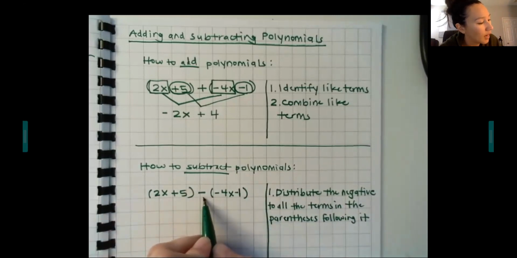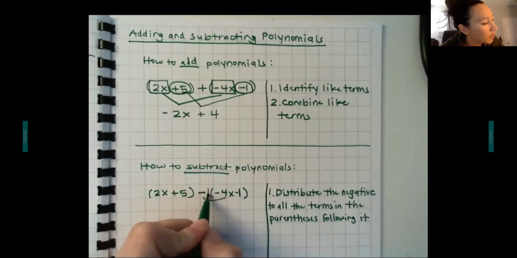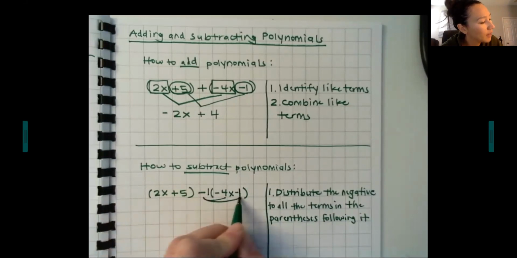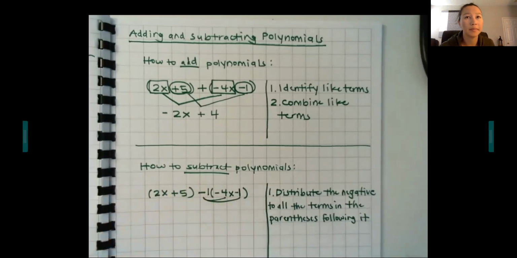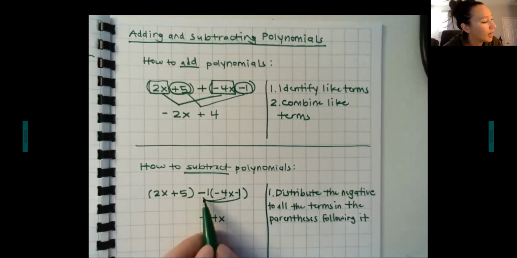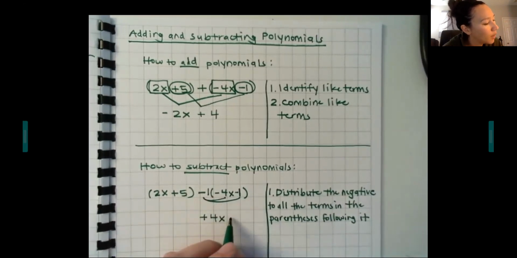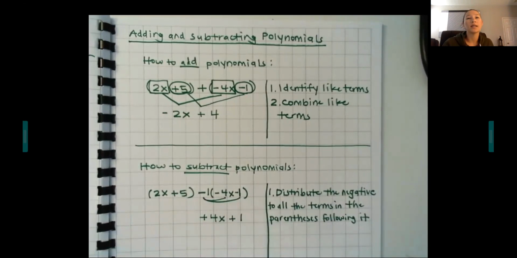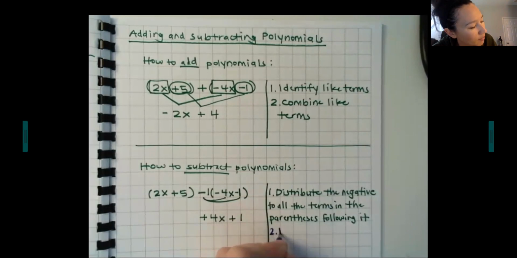So this is a negative 1, and we're going to multiply that by negative 4x and by negative 1. So negative 1 times negative 4x, that is now a positive 4x. And negative 1 times negative 1, that is now a positive 1. So that was step 1. Step 2 is we need to bring down what is left.